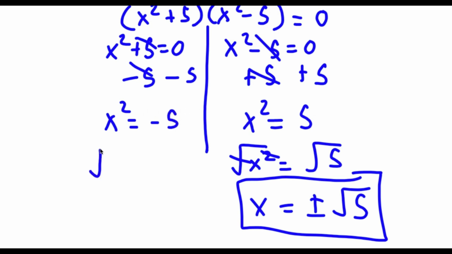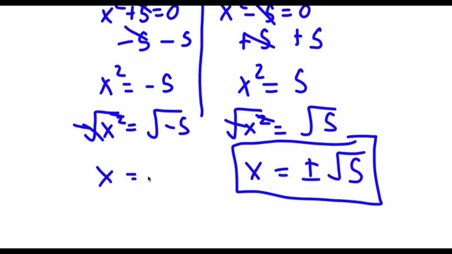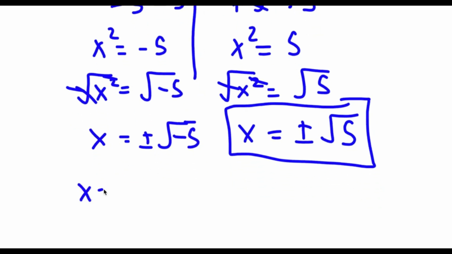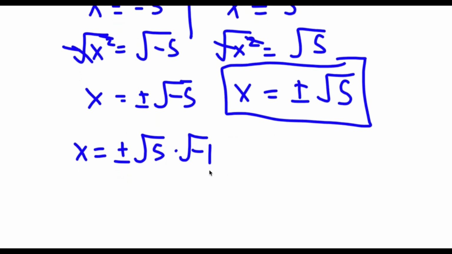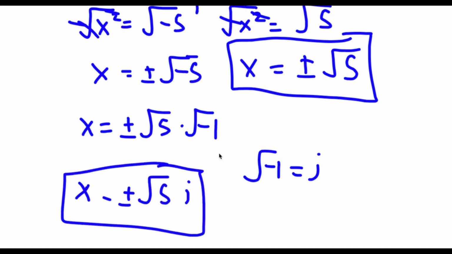Now I'm going to take the square root on both sides again. So now I have the square root of x squared is the square root of negative 5. Remember, the square root of x squared is simply x, so x is equal to positive or negative square root of negative 5. However, the square root of negative 5 is the same thing as the square root of 5 times the square root of negative 1. And if you guys didn't already know, the square root of negative 1 is equal to the imaginary number i. So x is equal to positive or negative square root of 5 i. So these are my 4 solutions to this problem.